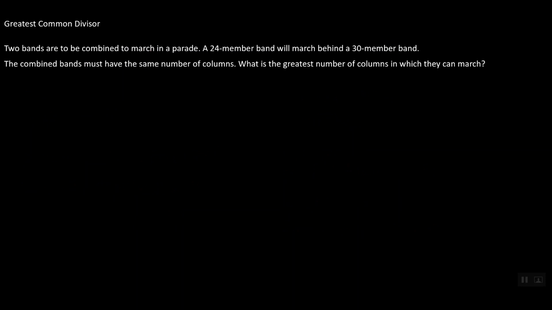Before we do that, let's use the GCD in an application. Here we're talking about two bands, and they're going to march in a parade together. We have one band with 24 members, one band with 30 members. We want to combine them so that when they're lined up, they have the same number of columns. So I want to make sure that my 24-member band can be lined up in the same number of columns as my 30-member band. And then the question asks, what's the greatest number of columns which they can march? So let's list out our possibilities.